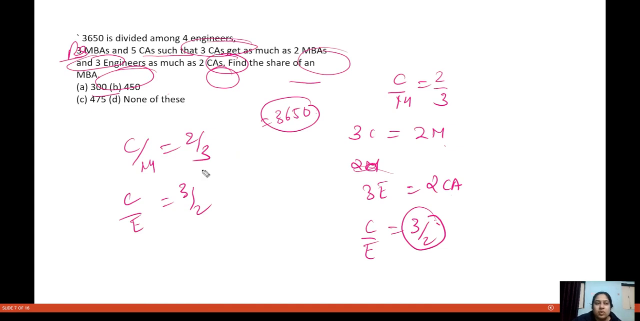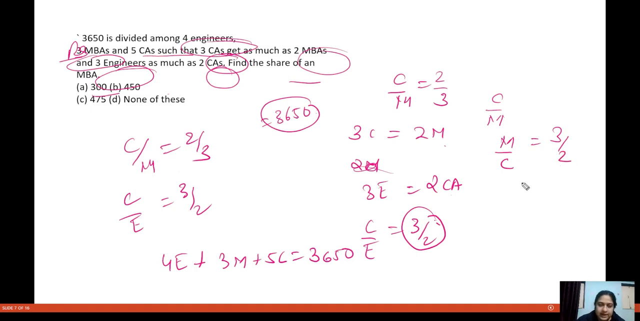One thing you have is this. Now let us make this ratio. What is the ratio you are getting here? This is C by M, so let us write this as M by C, M by C is equal to 3 is to 2. And C by E is also equal to 3 by 2. So we can equate both of these. So M by C is equal to C by E is equal to 3 by 2.